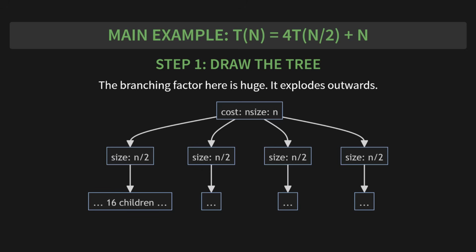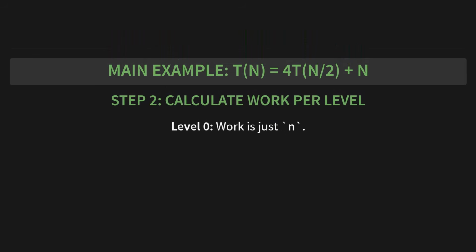Okay, main example. T of n equals 4 times T of n over 2 plus n. Step 1. Draw the tree. The branching factor here is huge. It just explodes outwards. At the top, we have a cost of n. Then it branches into 4 children, each of size n over 2. And then those 4 branch into 16 children. It's wild.